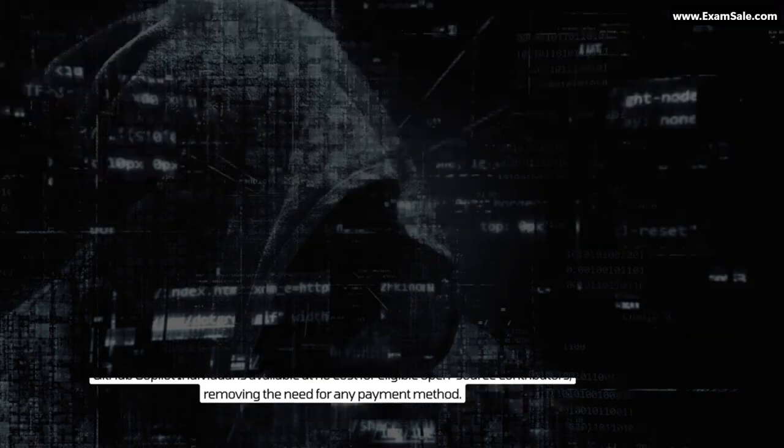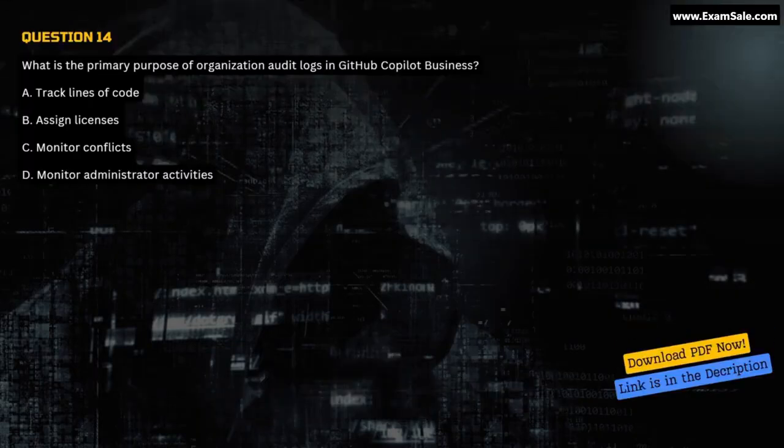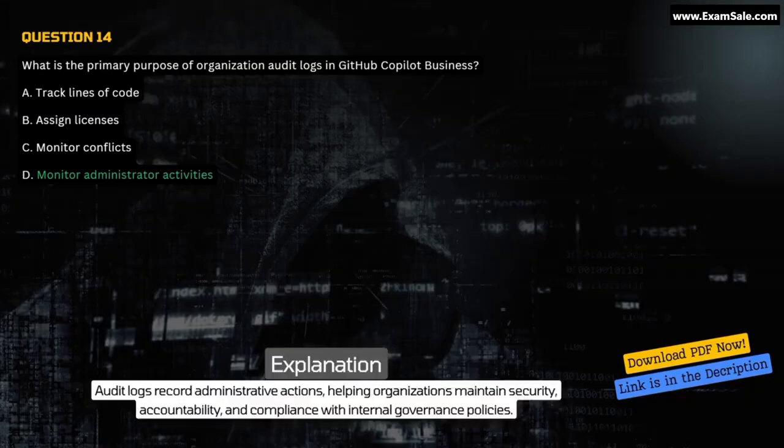method. Question 14. What is the primary purpose of organization audit logs in GitHub Copilot Business? A. Track lines of code. B. Assign licenses. C. Monitor conflicts. D. Monitor administrator activities. Correct answer D. Monitor administrator activities. Explanation. Audit logs record administrative actions, helping organizations maintain security, accountability, and compliance with internal governance policies.